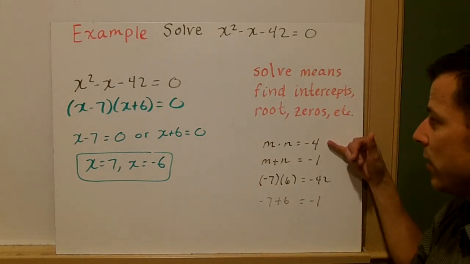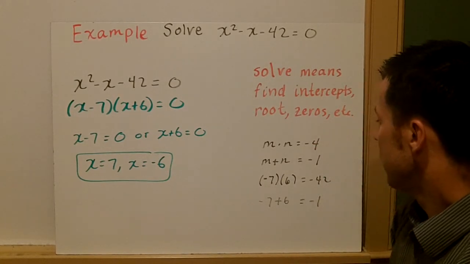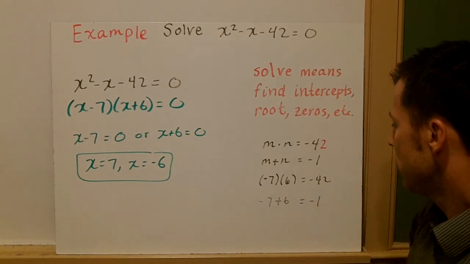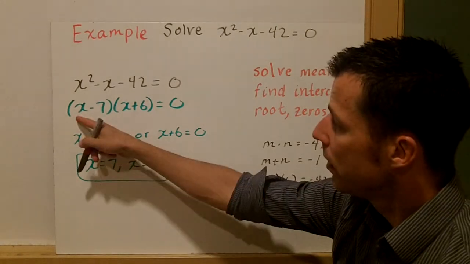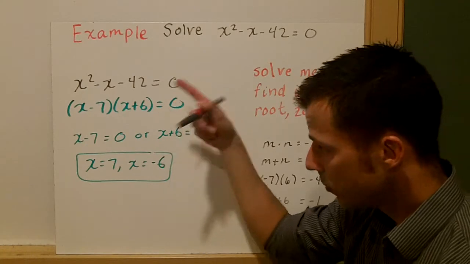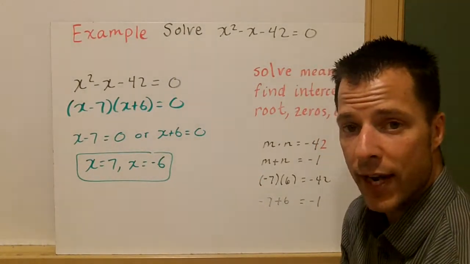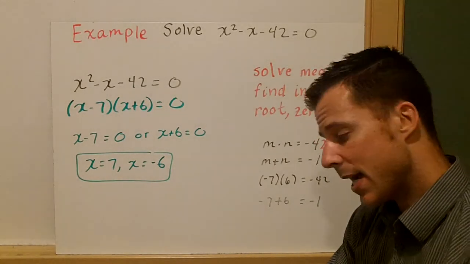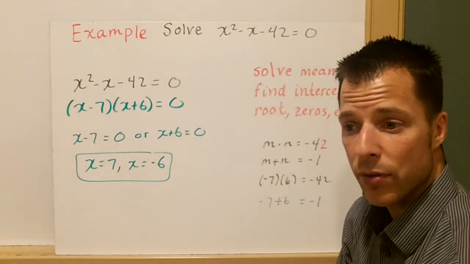And then, here are the conditions. Here we want m times n to be negative 42, and m plus n to be negative 1. And again, when you have two numbers that are multiplying to be 0, one of those numbers has to be 0. So you have to solve each of those binomials for x. And that's really the zero product property. So we're taking factoring, adding the zero product property, and taking that one step further by solving.